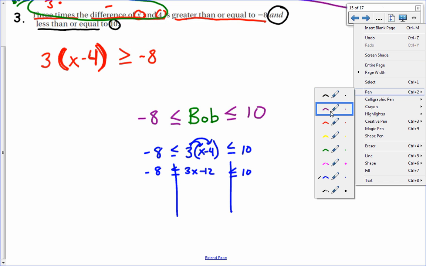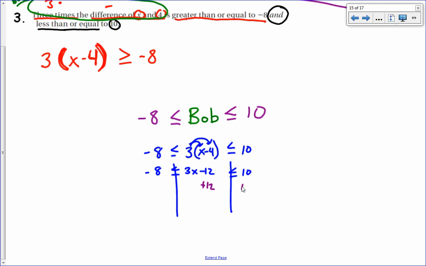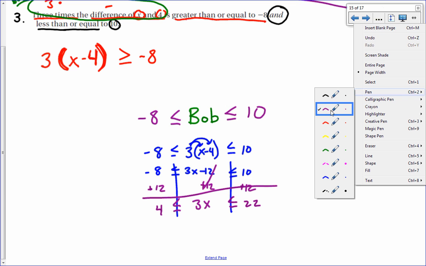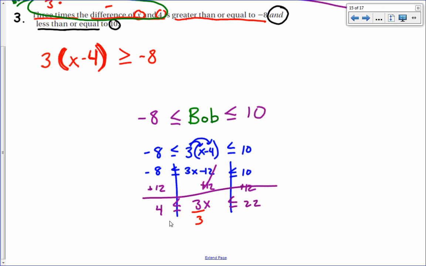I'll switch my pen, do a different color. I'm going to add 12 now. Okay, this cancels out. I now have 3x. I've got, what is this, 4. And this one is 22. Well, this one's going to turn out a little funny, but it's okay. We don't have to be afraid of fractions. We can divide by 3 everywhere. And now, x is going to be bigger than or equal to 4/3. It's going to be less than or equal to 22/3.